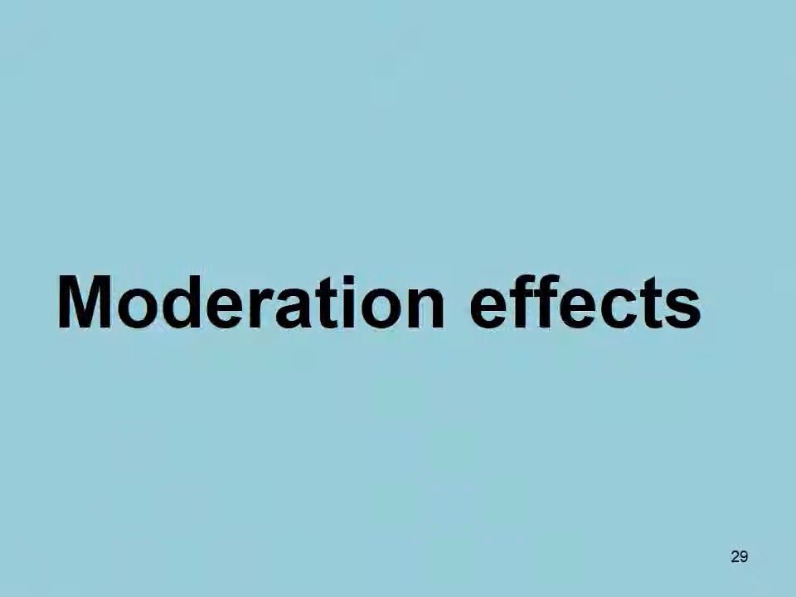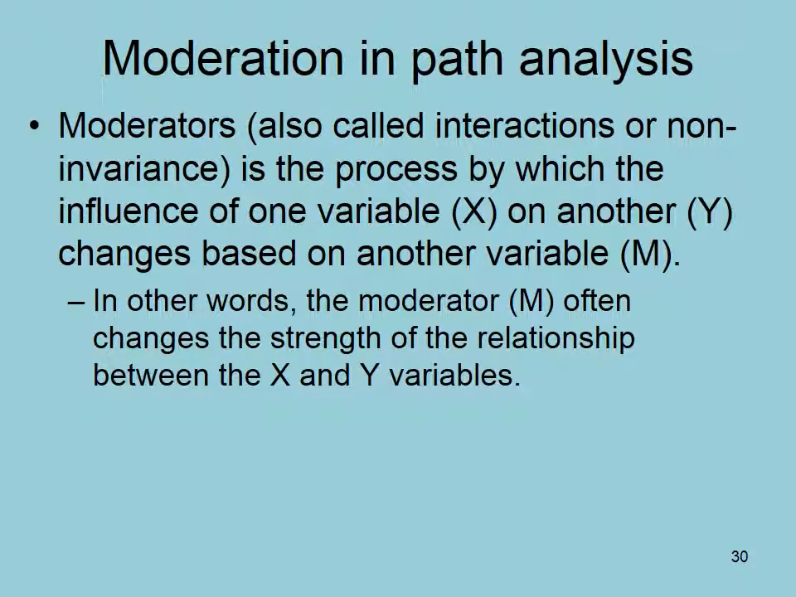Next, we're going to change our focus to moderation effects. Moderators, also called interaction or non-invariance, is a process of testing whether the relationship between x and y differs based on the level of m. In other words, does m moderate the relationship between x and y? Again, a moderator and non-invariance is really the same thing.